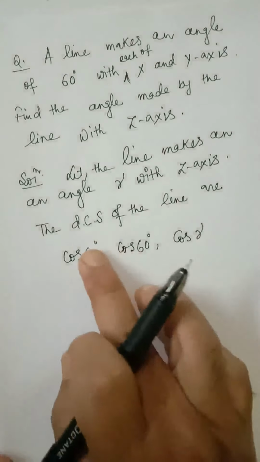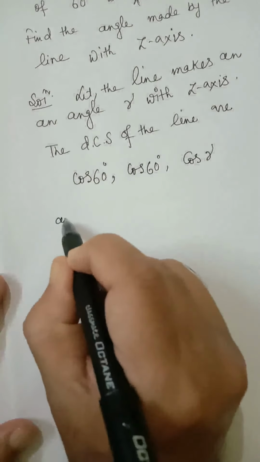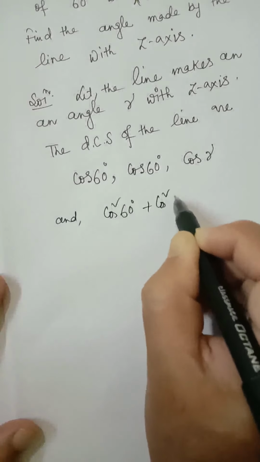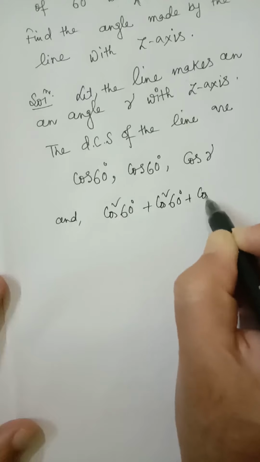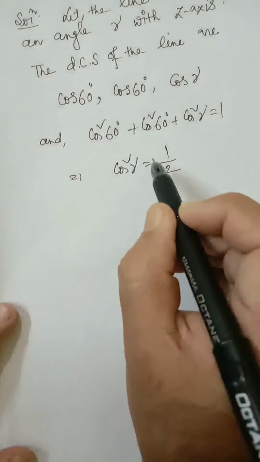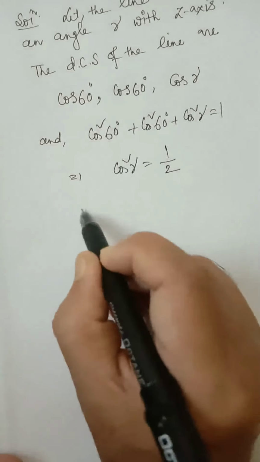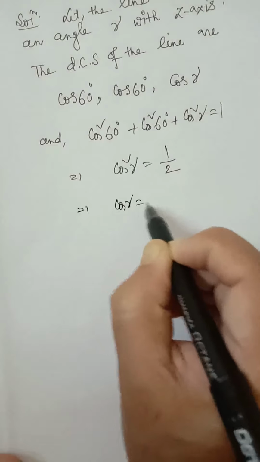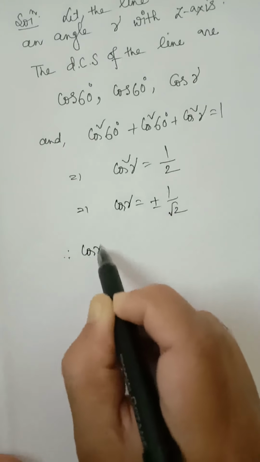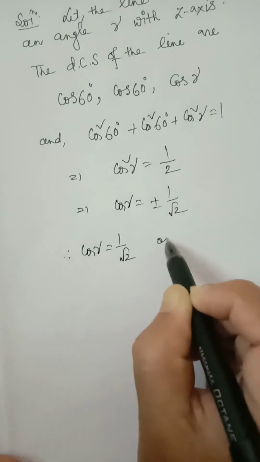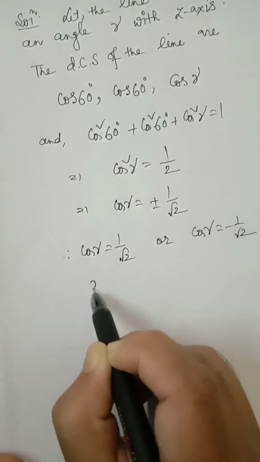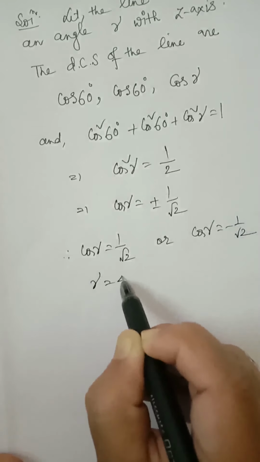And what is the relation between these three? Cos square 60 degree plus cos square 60 degree plus cos square gamma is equal to 1. Simplifying, we get cos square gamma equal to half. So cos gamma equal to plus minus 1 by root 2. Therefore cos gamma equal to 1 by root 2 or cos gamma equal to minus 1 by root 2, and from this we can calculate gamma is equal to 45 degree or pi by 4.